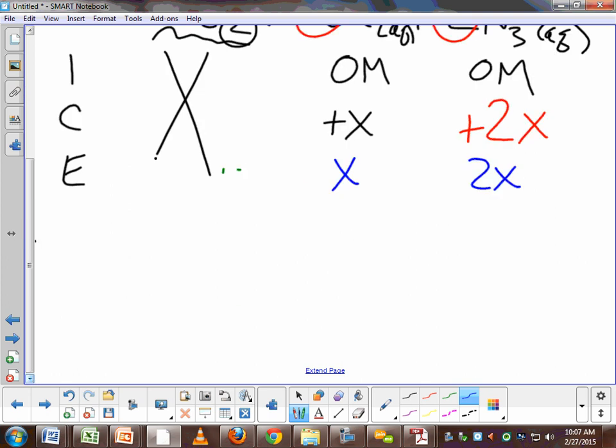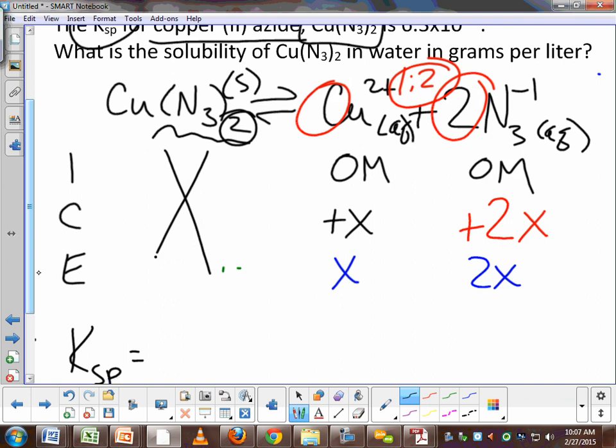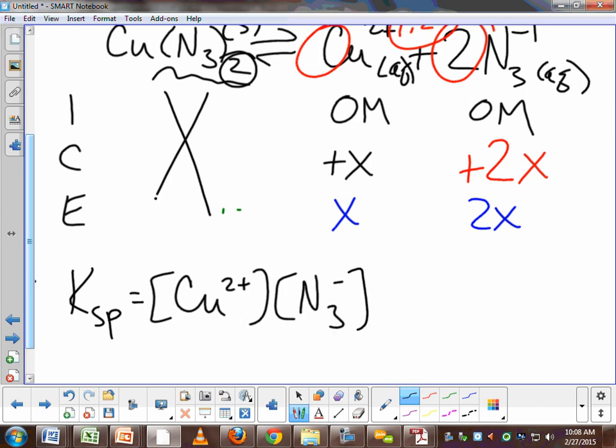We have now filled in the ICE chart. It's looking a little scant, but that's okay. So we're going to go to our Ksp expression. I'm going to write the Ksp expression for this reaction, just having a look at the reaction that we wrote. Remember, it's products over reactants raised to their coefficients. So our products are the copper and the azide. The reactant is the copper 2 azide, but that's a solid, so it's not going to be included. So this is simply Cu2+ times the concentration of the azide ion squared, right? Squared, because the coefficient is 2.